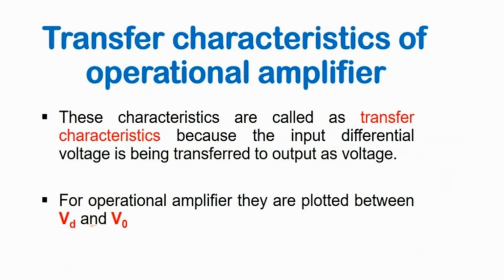What is the meaning of transfer characteristic? Transfer characteristics are the characteristics which transfer the input signal to the output. Therefore, this characteristic is known as the transfer characteristic. In an operational amplifier, the transfer characteristic is plotted as Vd versus V0. Vd means the differential input voltage, and V0 the output voltage. It is the graphical representation of the input voltage versus output voltage.